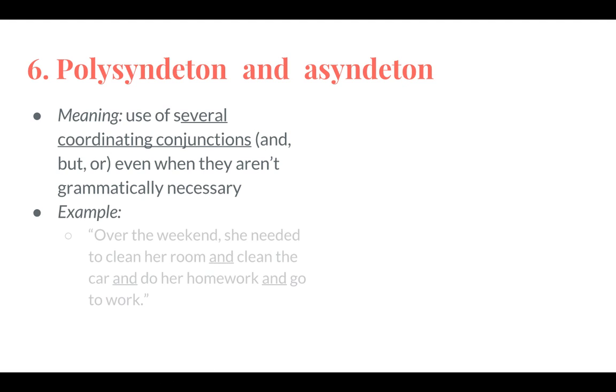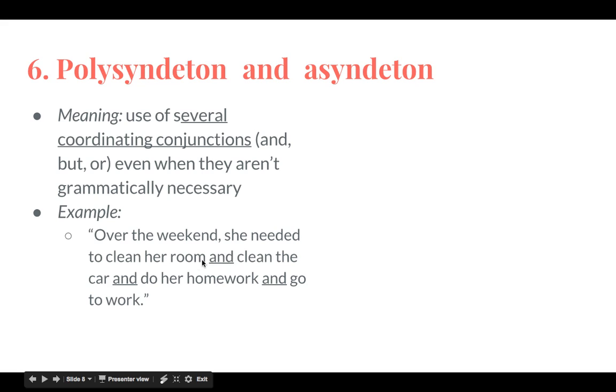An example of polysyndeton would be saying over the weekend she needed to clean her room and clean the car and do her homework and go to work. You don't have to have the word and there in each spot. You could just replace that with commas or even split it into separate sentences. But because we have each of those listed here, that would be an example of polysyndeton.